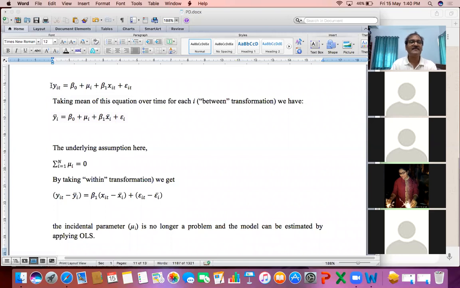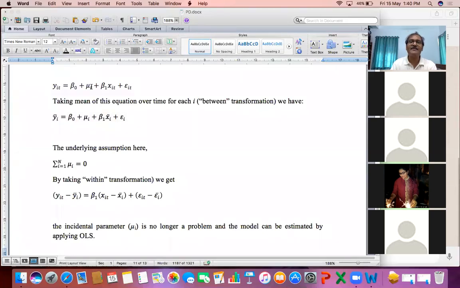So on the left hand side, sum of y_it over time, sum of beta naught over time, sum of mu i over time. Similarly, we can take the sum of each and every component of this equation over time, and divide both sides by capital T. And ultimately you will get this form. So the left hand side, sum of y_it divided by T, indicates y bar i. Beta naught is constant over time, so the sum of beta naught over time means T into beta naught. After dividing by T, you will get simple beta naught.